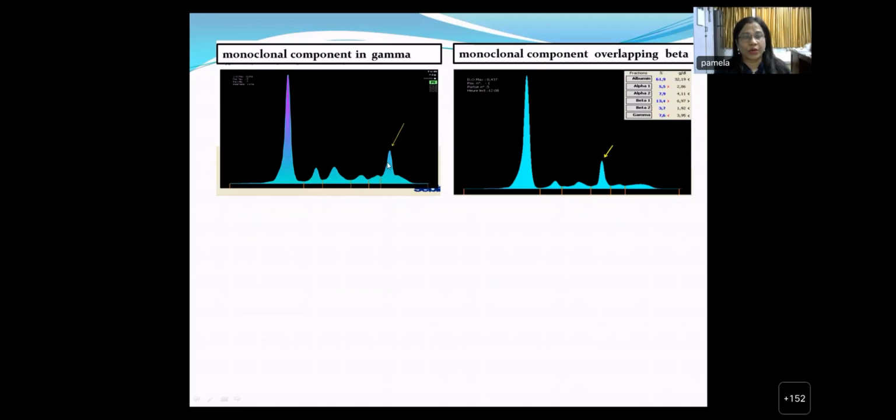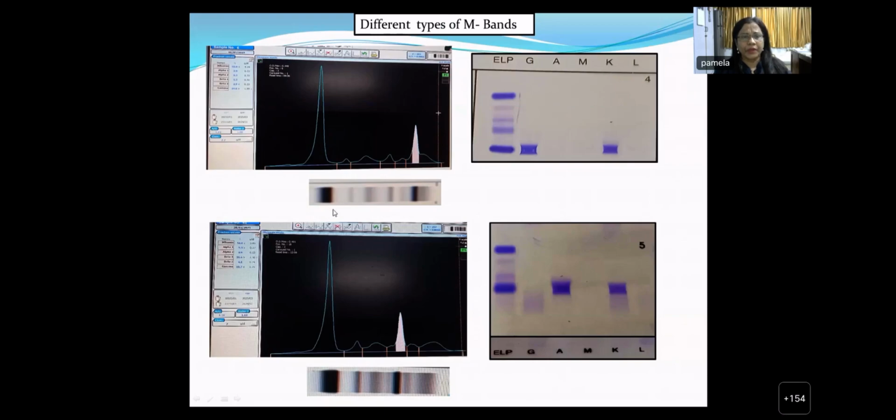You can have a monoclonal component in the gamma, or in the beta. Basically, it can be anywhere between the alpha 2 and the end of gamma. So this is a pattern, a gamma M band, which can be quantified based on the total protein. It gives you the percentage of M band present with respect to total protein for the particular patient.